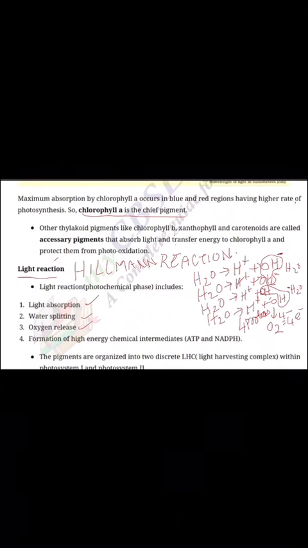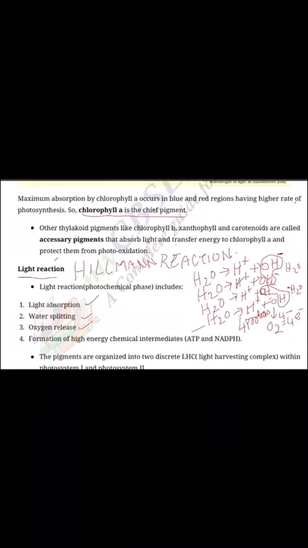So the light reaction or photochemical phase includes light absorption, water splitting, which I explained to you now, oxygen release, I told you how it is released, and formation of high energy chemical intermediates, ATP and NADPH. How these are formed, let us discuss in the next session.